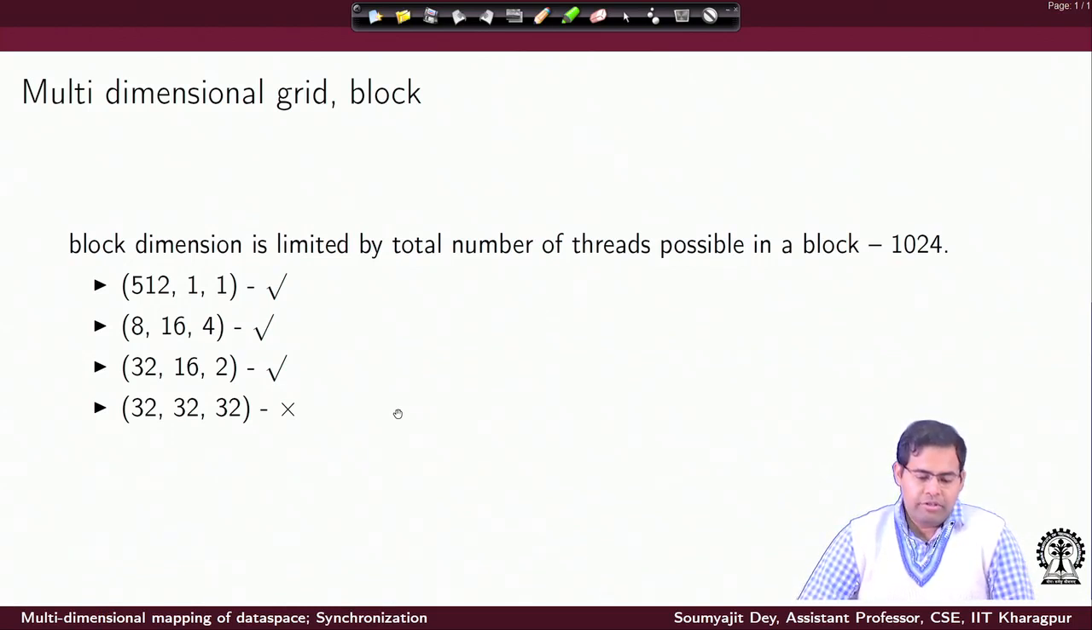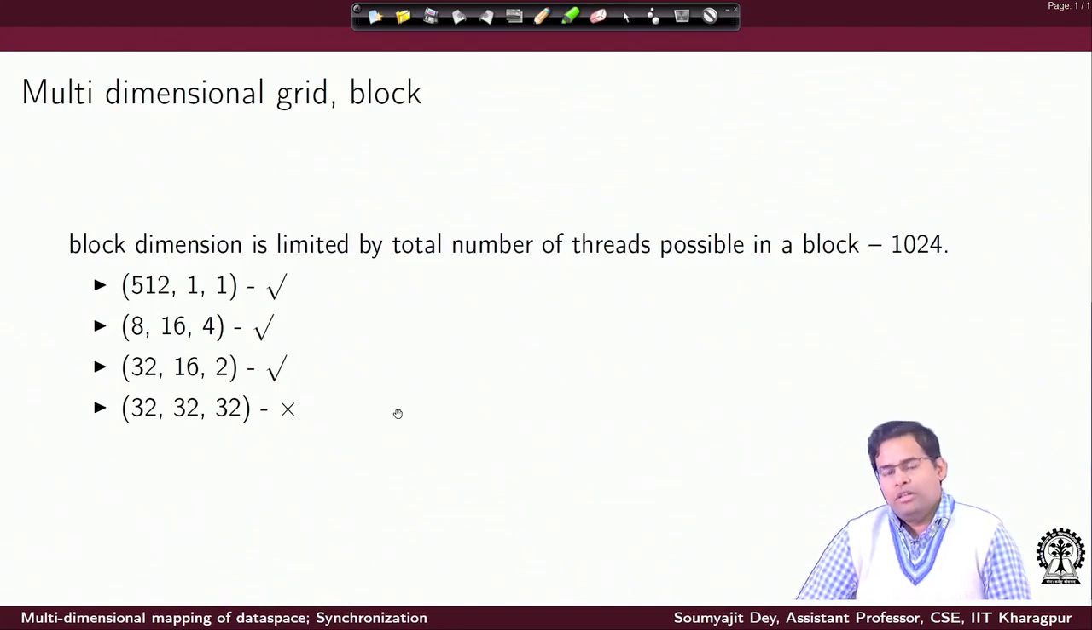In the first definition, we are saying, let us pack all the threads in the x dimension. So, you are defining a block of size 512, all the threads in the x dimension. That is perfectly fine, because the total number of threads is less than 1024. Same thing for the next 2 definitions.